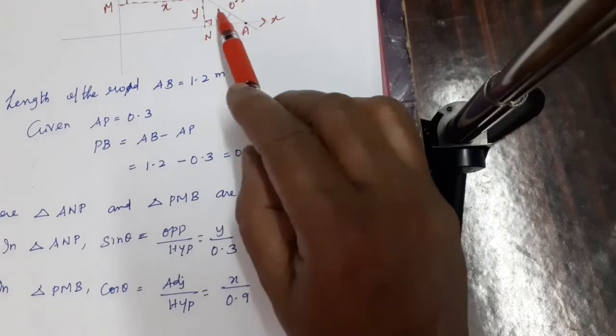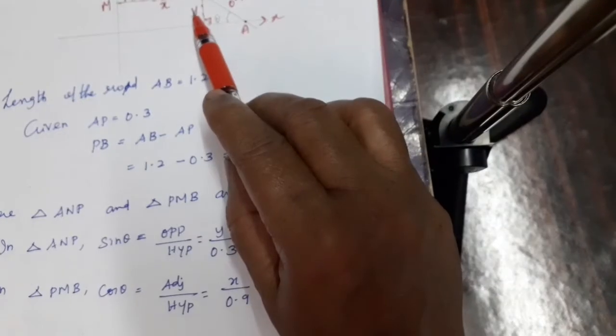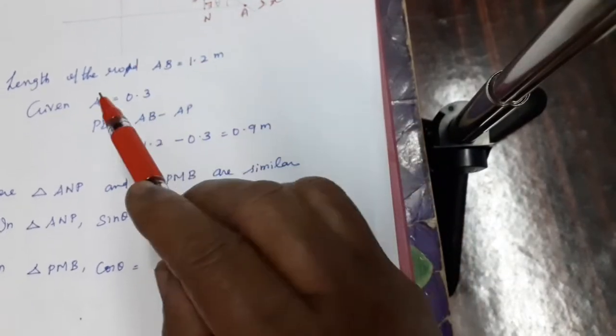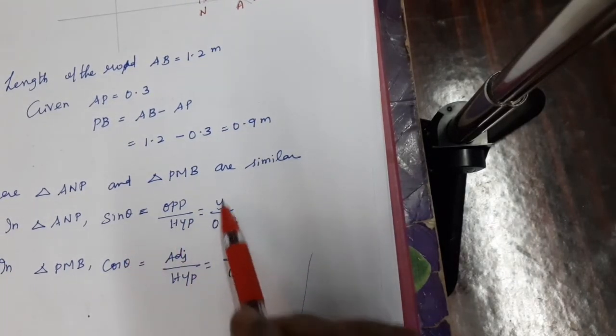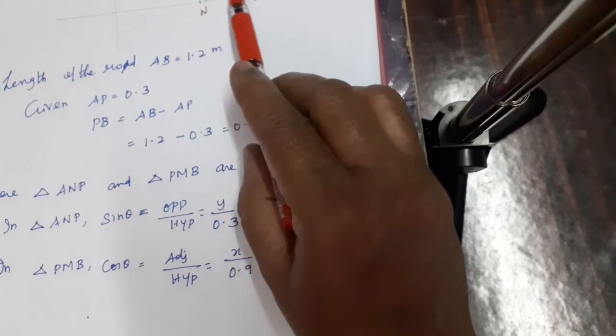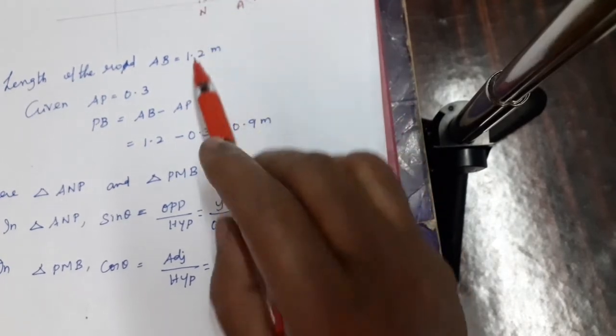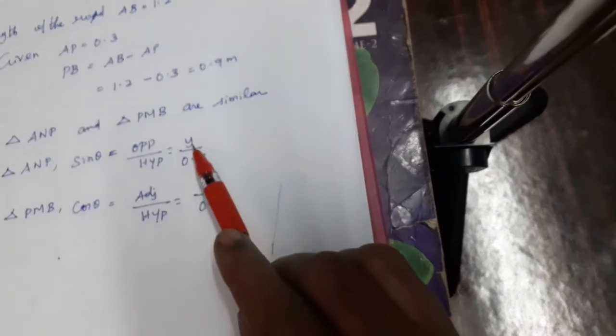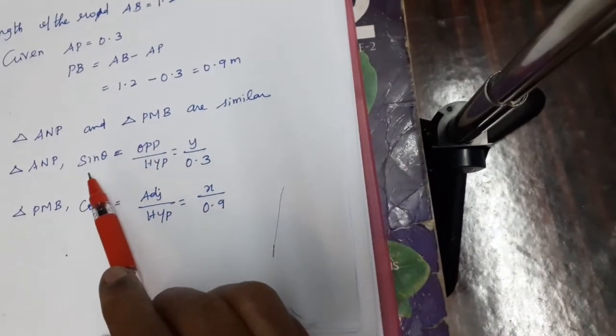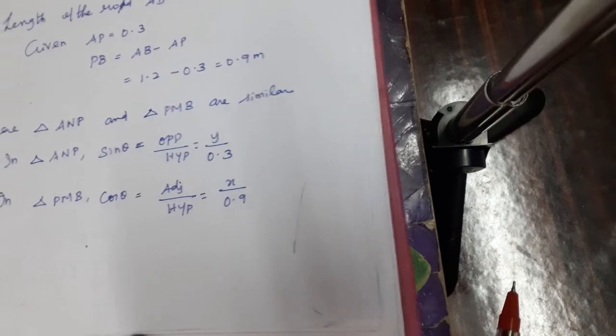From the smaller triangle ANP, sin theta is opposite side by hypotenuse. The opposite side is y, and the hypotenuse is 0.3 meter. So opposite side by hypotenuse is y by 0.3, which is nothing but sin theta.